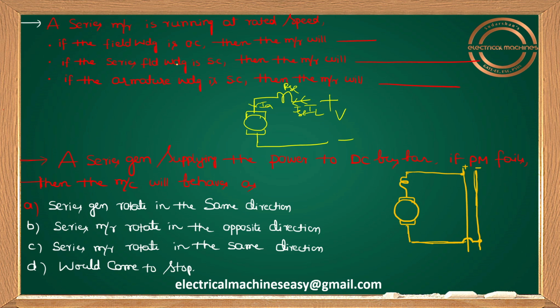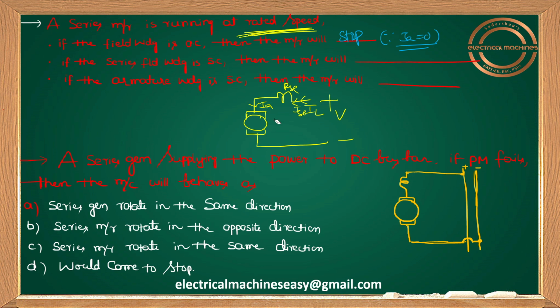Now tell me, a series motor is initially running at rated speed. If the field winding is open circuited, please tell me the answer. The field winding is open circuited means, do you have any current entering into the armature winding? Your field winding is connected in series with the armature. Whenever the field winding is open circuited, what will happen to your IA value? It is 0. Whenever IA is 0, the motor will stop. Simple.